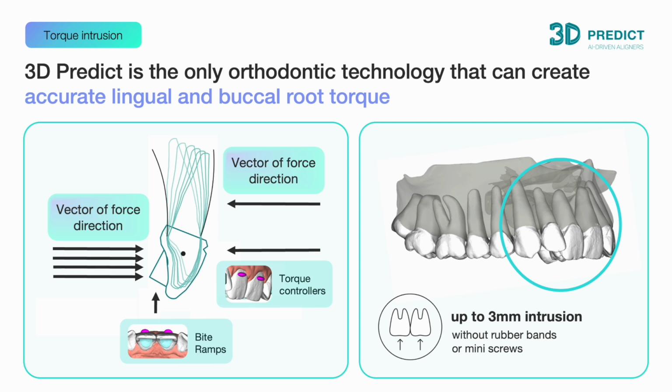The bite ramp and the torque controller work together to create simultaneous forces to generate torque and intrusion at the same time. Thanks to basing our movement protocols on extensive diagnostic information, we're able to provide you with considerable intrusion, up to 3 millimeters for anterior teeth, to correct deep bites, cross bites, and make space for prosthodontics, implants, and restorations.